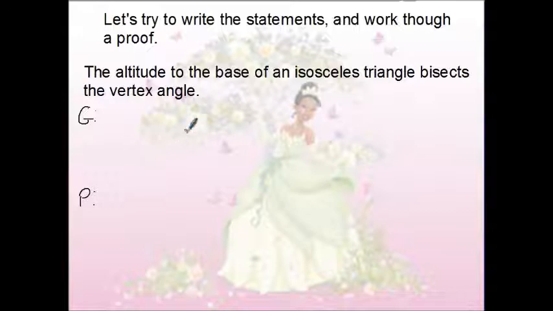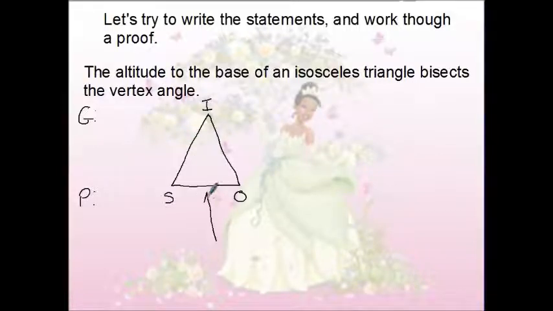Well, the one thing that I do know is that I'm definitely going to have a triangle. That triangle is going to be isosceles, so me personally, I'm going to call those corners I, S, and O. Now, we also know that I have an altitude to the base. If my altitude is to my base, one thing that I know is that this piece right here is going to be my base, and my altitude is going to be going straight down here. So let's make this point right here C.